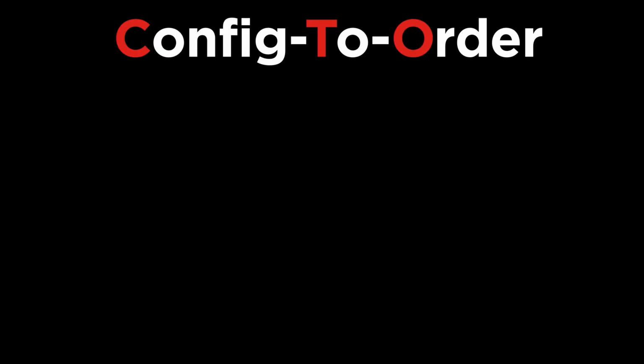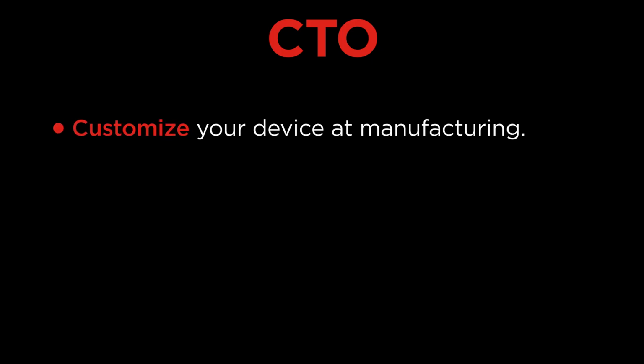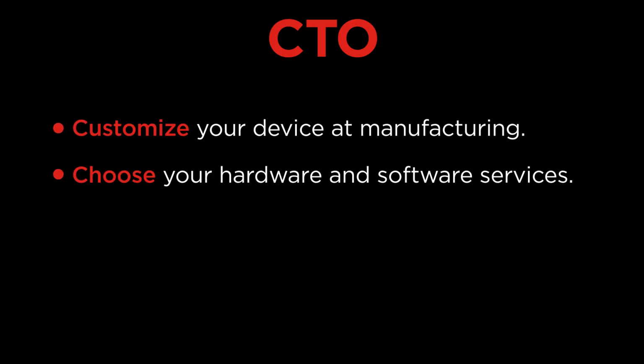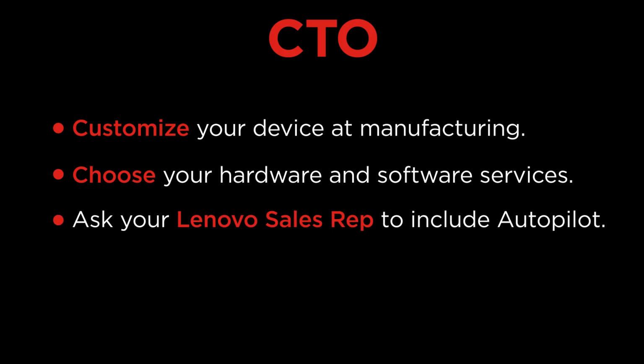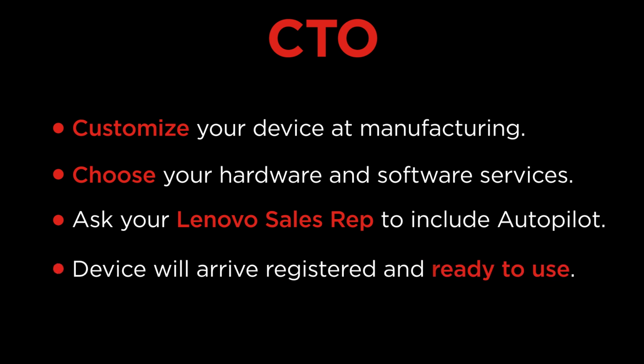The simplest option is the Config to Order or CTO process, which lets you customize devices at manufacturing. You can choose hardware like a ThinkSmart Core Gen 2 and add software services such as custom images and pre-configured BIOS settings. Autopilot device registration can also be included in the CTO bill of material, so your ThinkSmart device is registered during manufacturing and arrives ready to use.